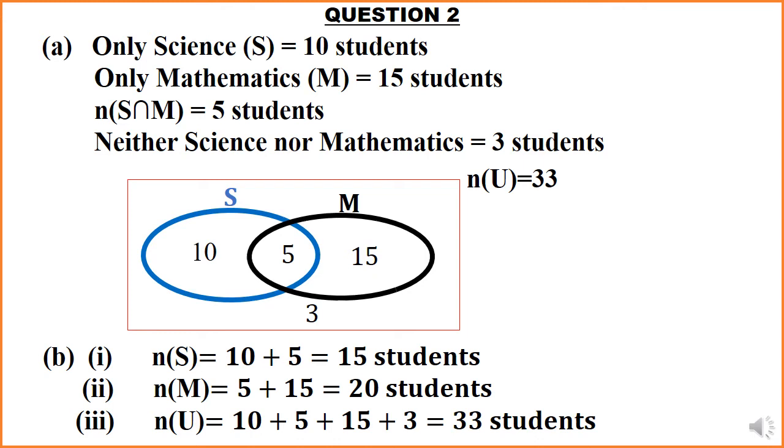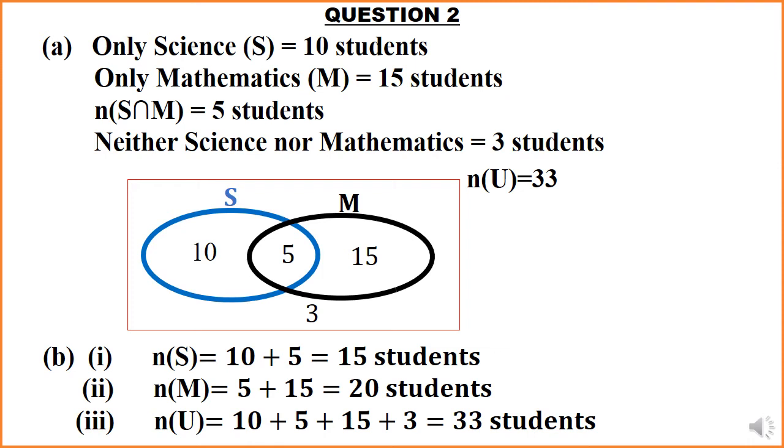And only science is equal to 10 students. The phrase only science, or the word only attached to science, means that we are going to put this number of members in the science circle. That's the remaining part after putting the intersection members.